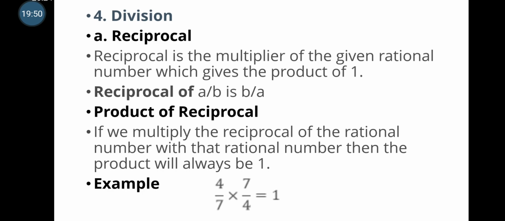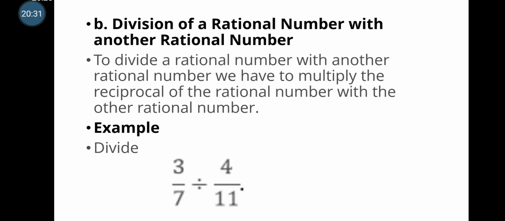Then division. You should know the reciprocal for division. Reciprocal means you change the numerator to denominator and denominator to numerator. So if you want to divide, you need to know the reciprocal. Product of reciprocal: if you multiply the reciprocal of a rational number with the rational number, then the product will be 1. So 4 by 7 is a fraction. If you multiply it with its reciprocal 7 by 4, 7 and 7 get cancelled and 4 and 4 get cancelled. You will get 1.